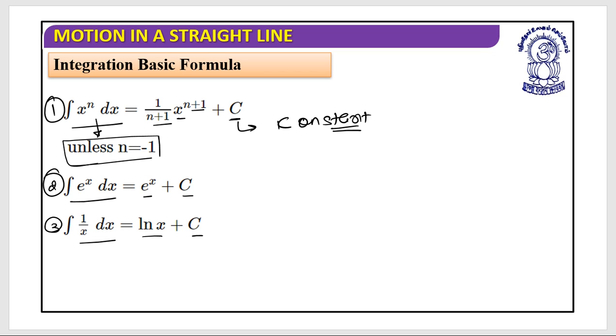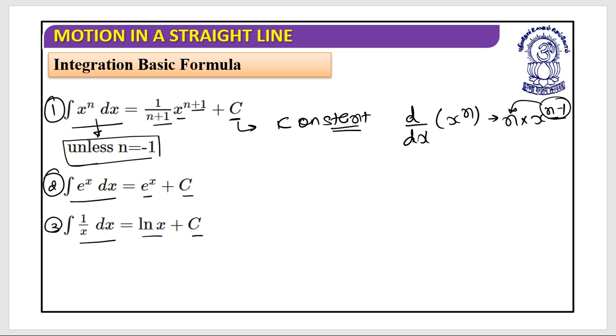Now if you remember differentiation, it was something like this: d by dx of x to the power n is equal to n into x to the power n minus 1. Here the power is decremented by 1, and whatever power was there has been multiplied.